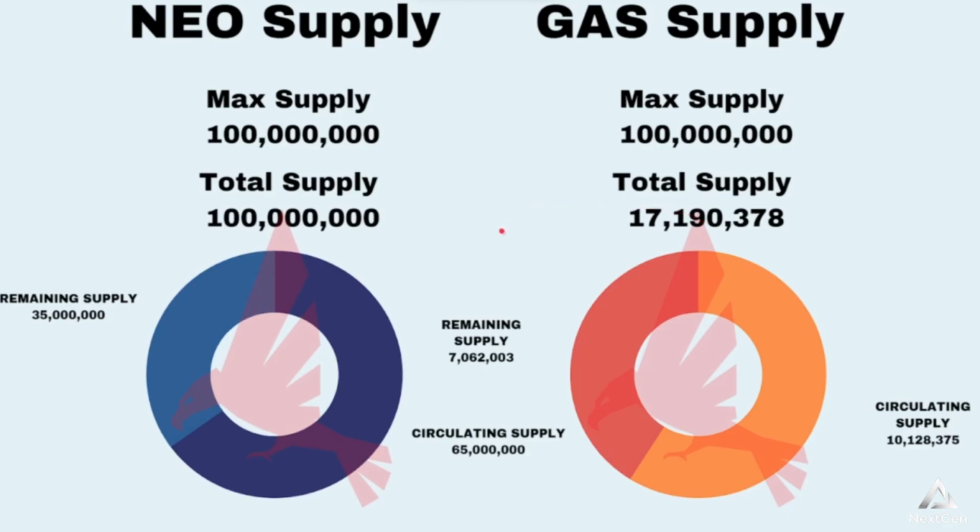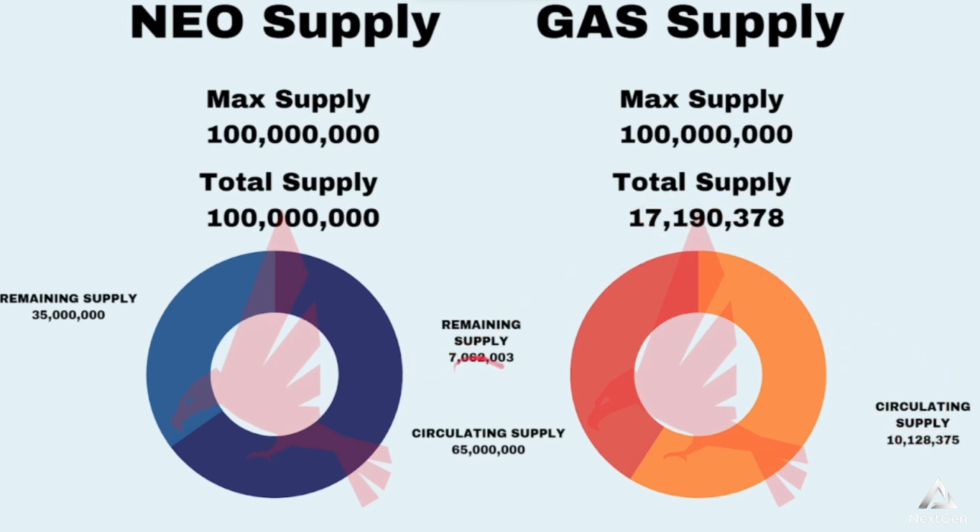Now, compared to NEO, we could take a look at the circulating supply and the remaining supply. So the gas circulating supply happens to be about 10 million. This means that about 10 million of the 17 million total coins that are in existence are available. So only 10 million of those 17 million can be bought or sold.